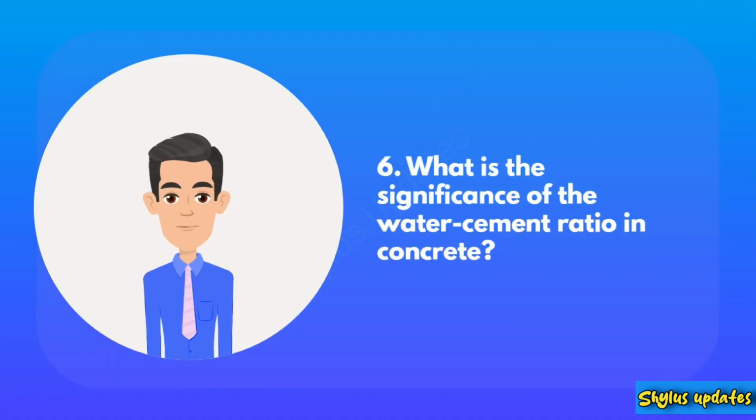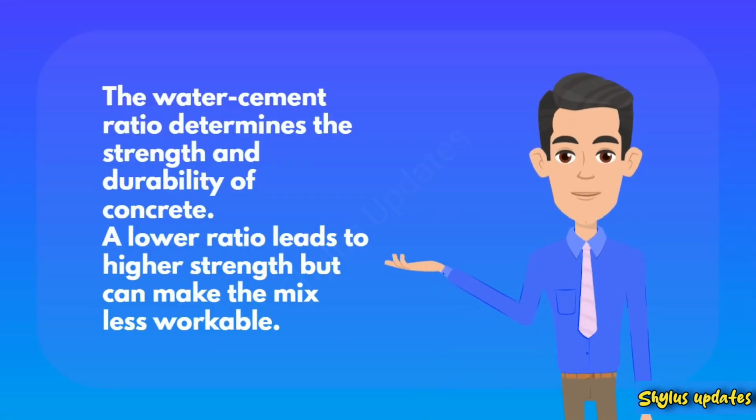6. What is the significance of the water-cement ratio in concrete? The water-cement ratio determines the strength and durability of concrete. A lower ratio leads to higher strength but can make the mix less workable.